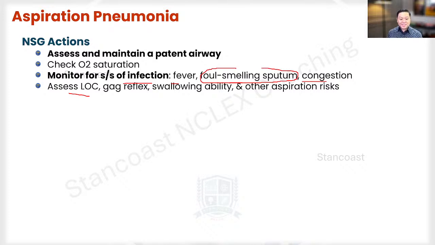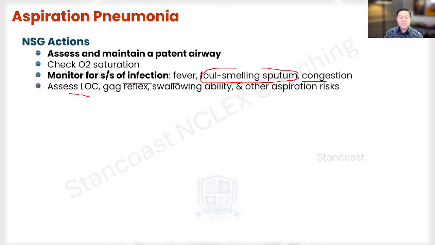Maybe the patient is now having some worsening of their condition. Maybe they are very difficult to arouse. Okay, maybe they are now becoming lethargic at this point. That's not a good sign. And also their gag reflex needs to be assessed, their swallowing ability, and any aspiration risks.